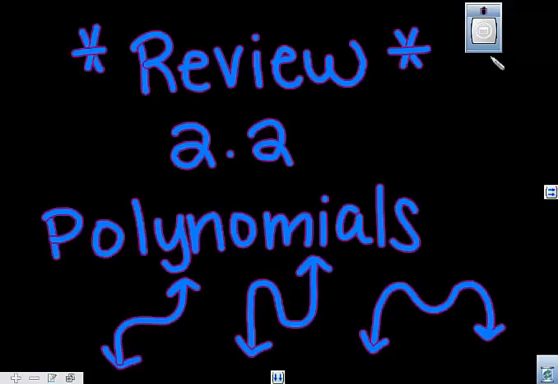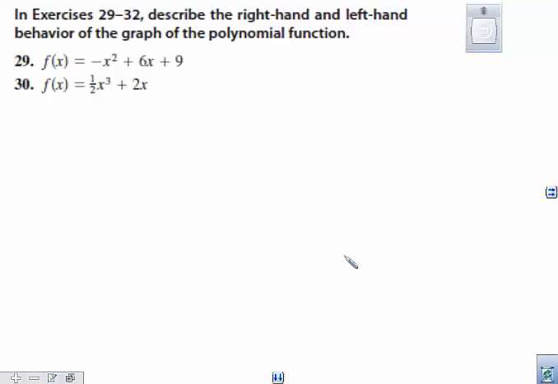Alright, this is review part 2.2, which is polynomials. The first thing you're asked to do is use your leading coefficient test. Okay? When you see describe left and right hand behavior, that means the left of your graph and the right of your graph, how does it behave? Does it rise or fall?